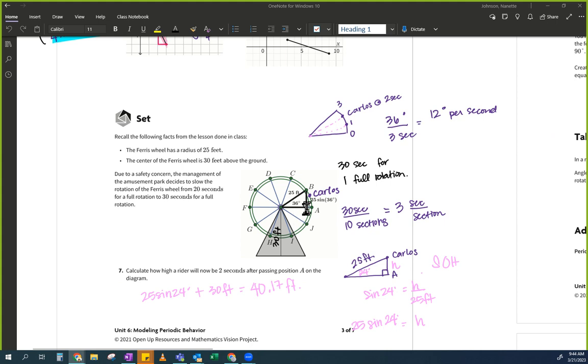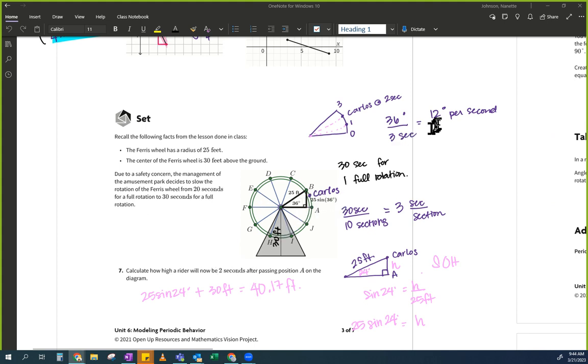So things that you had to know how to do is you had to know, number one, they gave you 36, right? But if you couldn't find 36, you go 360 degrees divided by 10 sections is 36 degrees per section. And then they told you that it was 30 seconds for a full rotation. That means it's 3 seconds per section. So then they decided, oh, let's divide 36 degrees divided by 3 seconds. That's 12 degrees per second, right? So he's traveling 12 degrees per second.